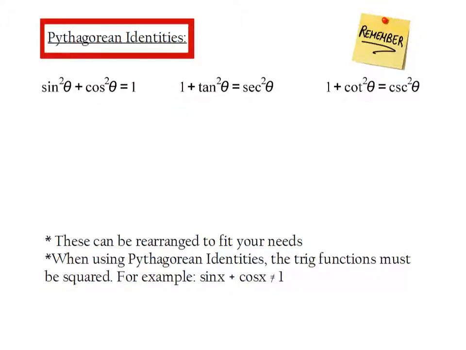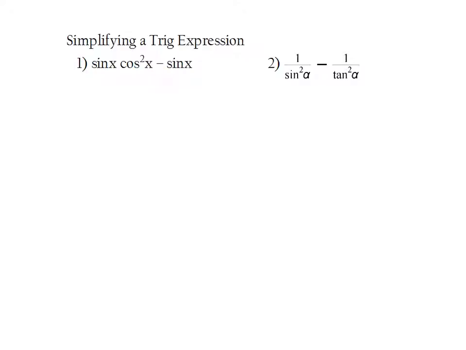So using these 3, and these again are ones that you would definitely have to know. The other thing, I guess I already addressed this part right here, but this is important, that for the Pythagorean identities to work, they have to be squared. You can't square root everything and end up with sine x plus cosine x equals 1. That is not the case. So always squared.